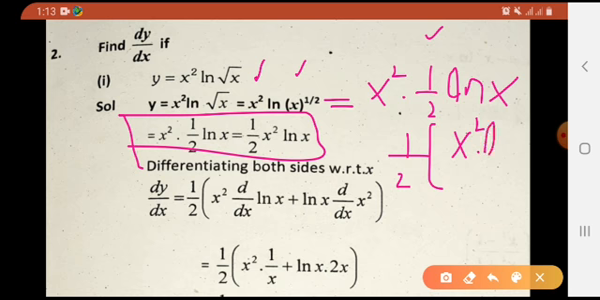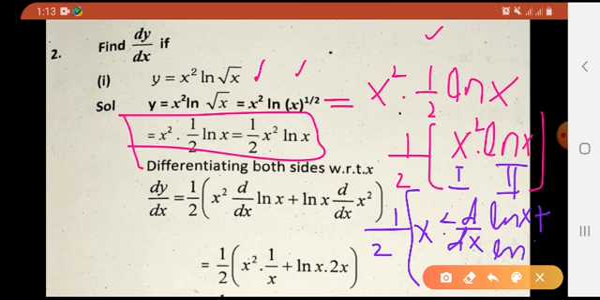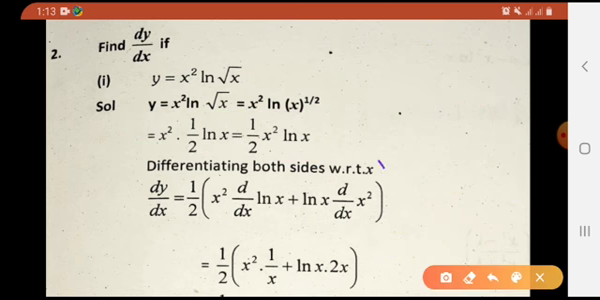Now the functions are x square into natural log of x. Clear? This x square is your first function, natural log of x is your second function. Now apply the rule, the product rule, right? What would that be? First function as it is into d by dx of natural log of x plus natural log of x as it is into d by dx of this x square. Look at this. Differentiating on both sides with respect to x. This is how the product rule is applied.